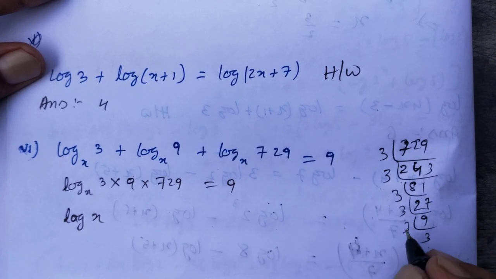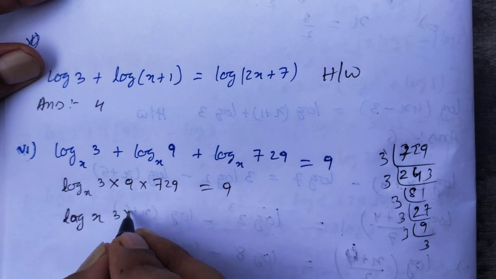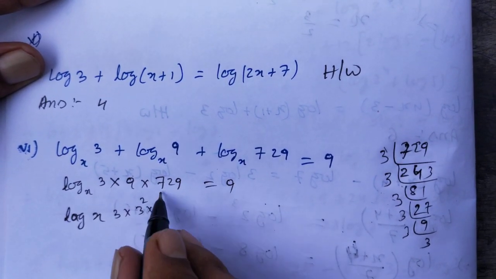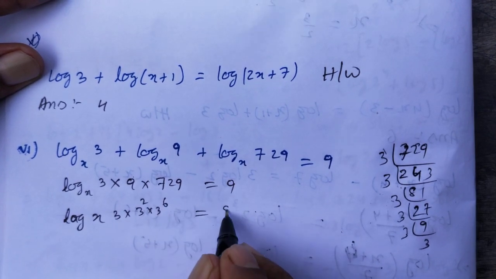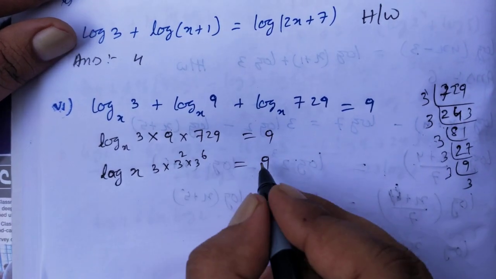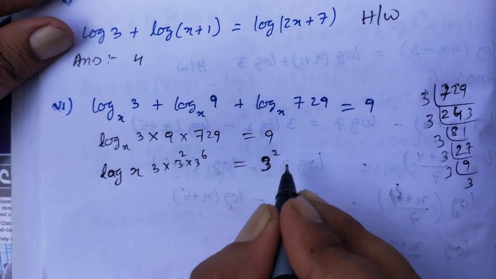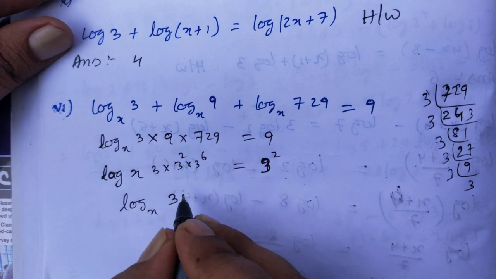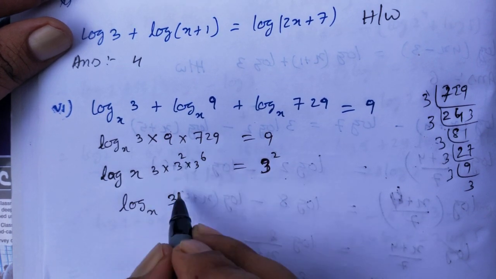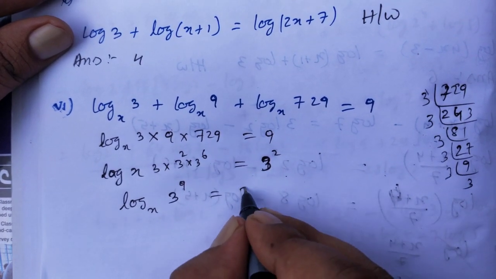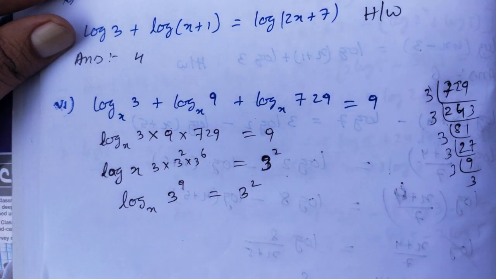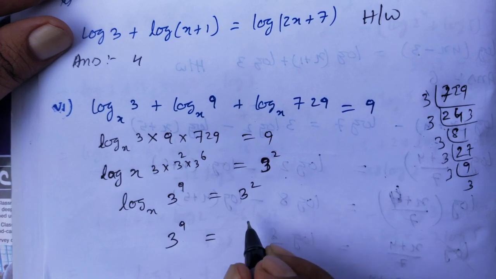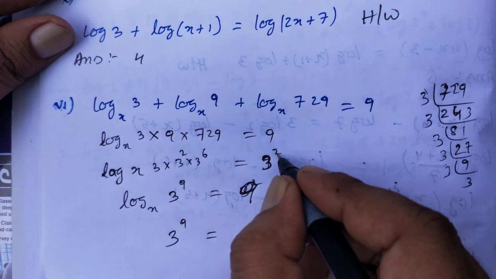3, 9, 3, 3. So there are 1, 2, 3, 4, 5, 6. So we can write 3 into 9 is 3 into 3, or 3 square we can write. And 279 is 3 power 6, which is equal to 9. 9 also we can write 3 square. So we are getting log base x, how many 3 power? 6, 7, 8, 9, equal to. So convert this. 3 power 9 equal to, we'll keep it as 9 only, we are getting the answer like that only.